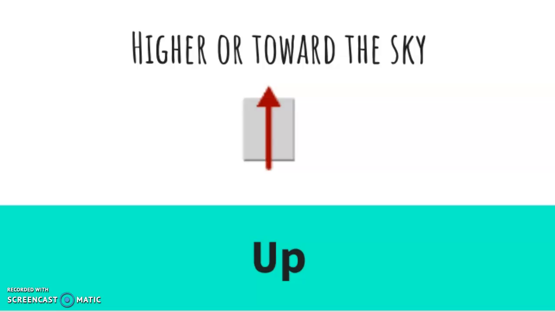The last vocabulary word is up. Up means higher or toward the sky. An example would be when you let go of a balloon, it floats up towards the sky. Or even when you jump, you are moving your body towards the sky as well.